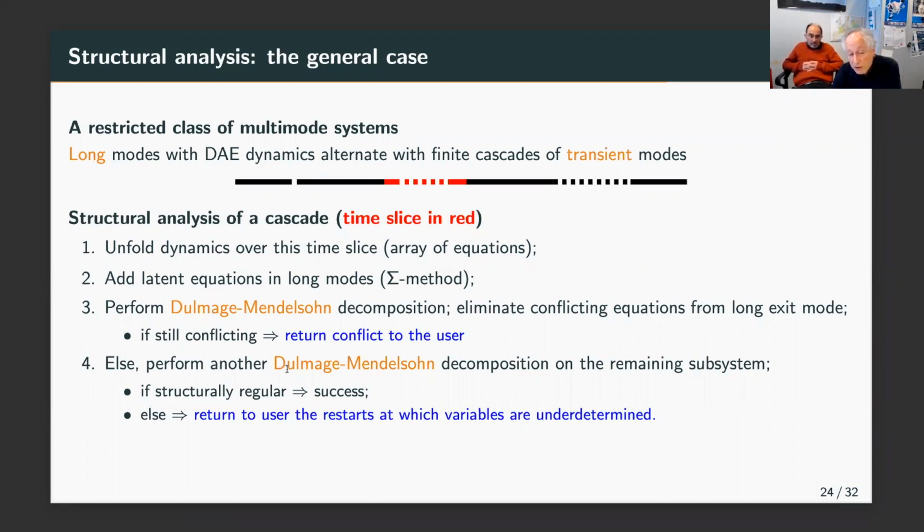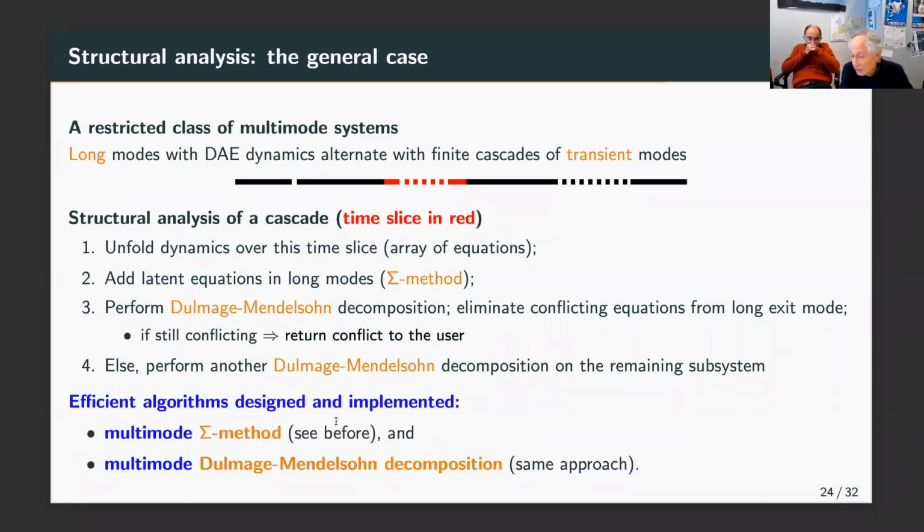Else, we perform another Dulmage-Mendelsohn decomposition on the remaining subsystem after erasing the conflicting equations. If it is structurally regular, then we have success and we can evaluate the new values. Else, we return to the user the restarts at which variables are underdetermined. We have in our paper examples of systems in which this last case can occur from a practical standpoint, but I won't be discussing it here.